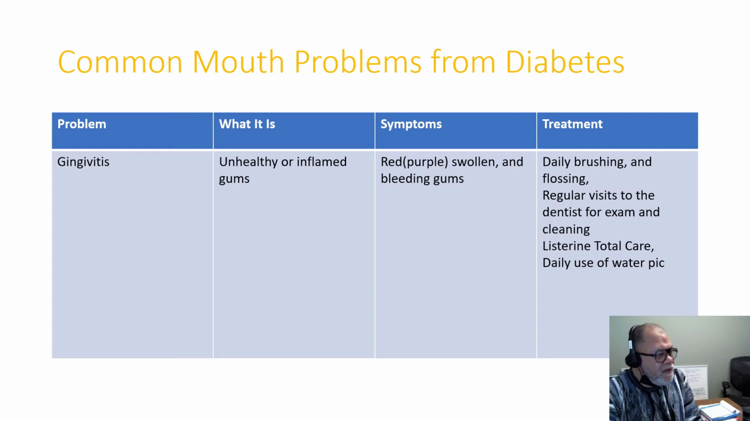These are a list of common mouth problems that occur with diabetes. The number one problem is gingivitis. It is an unhealthy or an inflamed redness in the gums. How do we treat that? Daily brushing and flossing, regular visits to the dentist, cleaning, I use Listerine Total Care personally, and the use of a water pick.